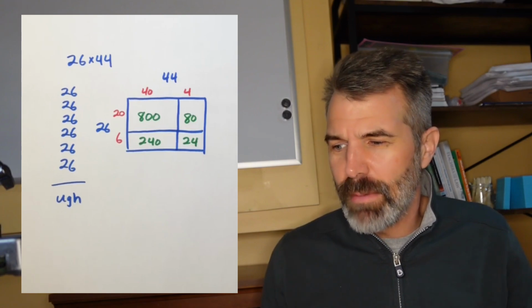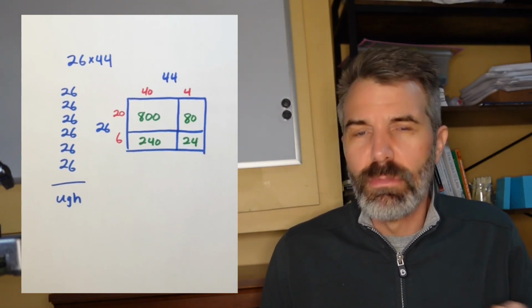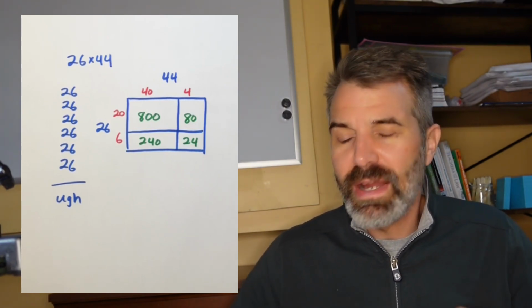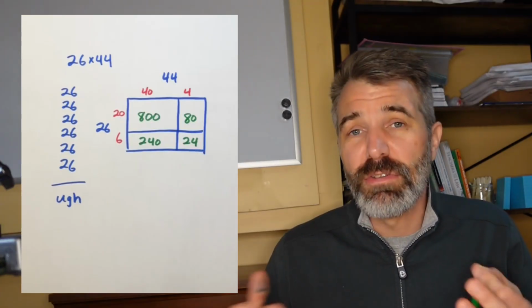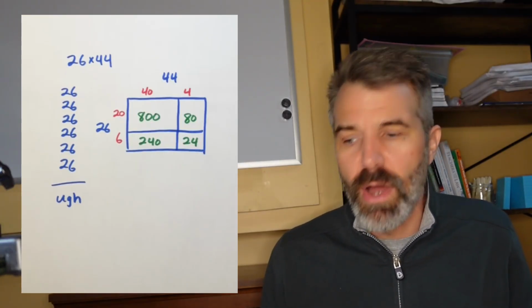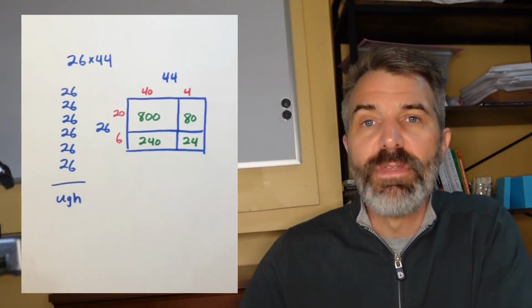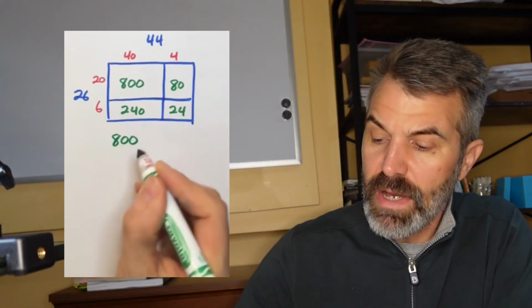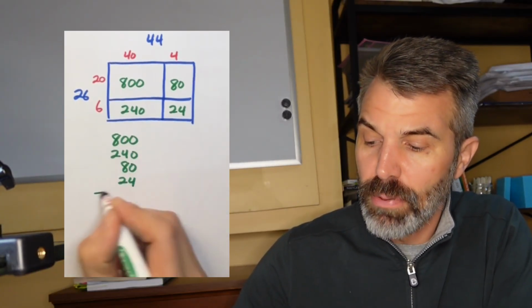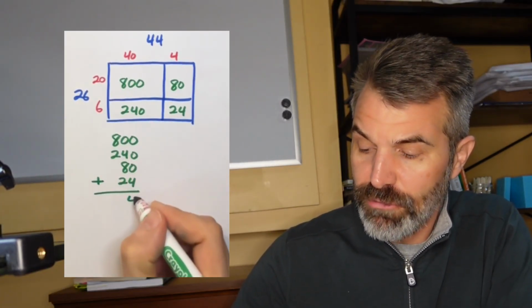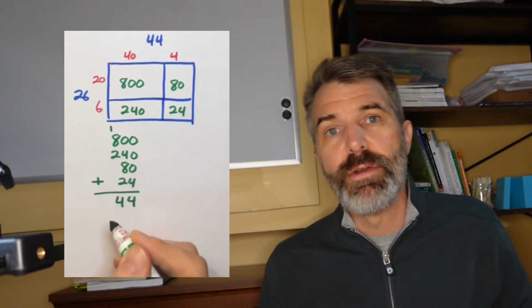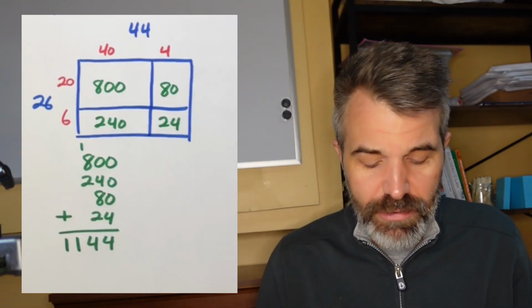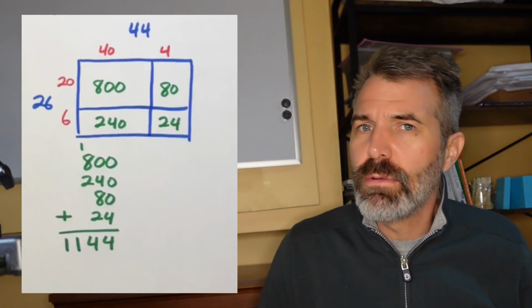So we're using what students are familiar with, our tens facts. We're using learned information they already have to break a larger multiplication problem up into smaller chunks, into partial products. Then we add those partial products together. 800 plus 240 plus 80 plus 24 is 1,144 using partial products.